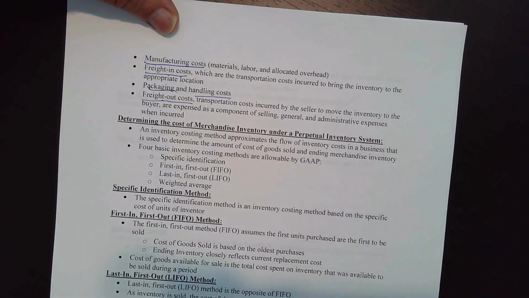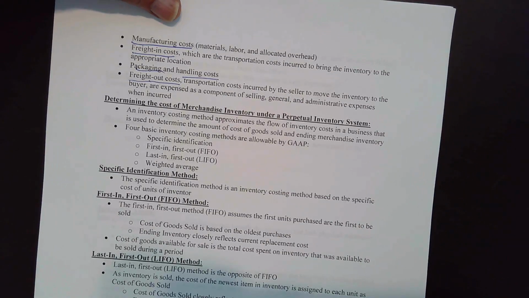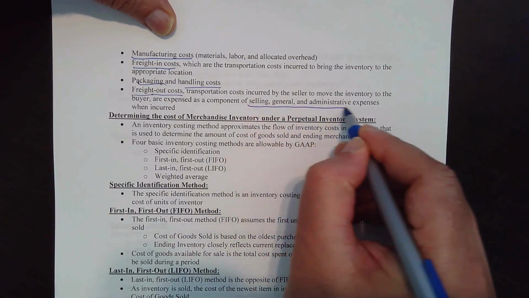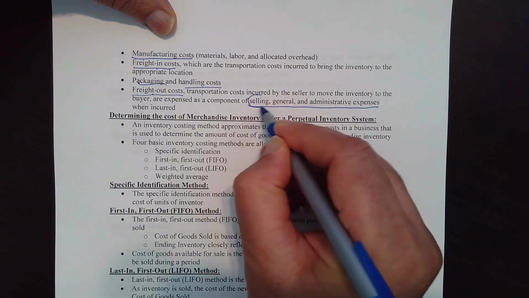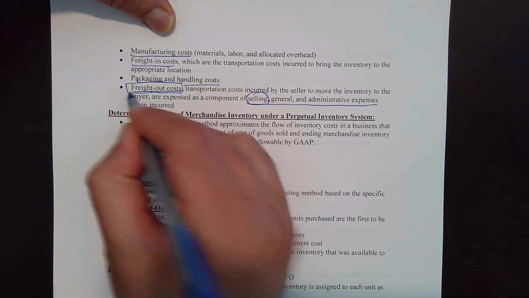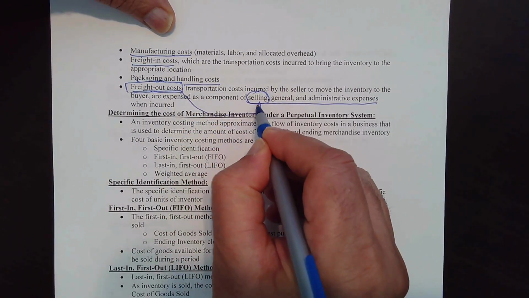That's the transportation when you're going to sell it. So that's not usually a part of inventory. It's always a part of the selling, general, and administrative expenses. Most questions will tell you that it's a part of that. So freight out cost is a part of the sales. Don't make that mistake in the exam.